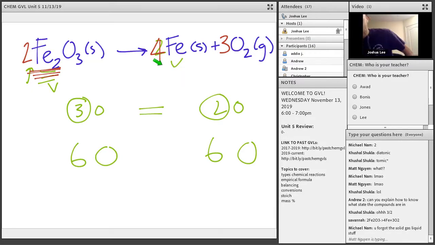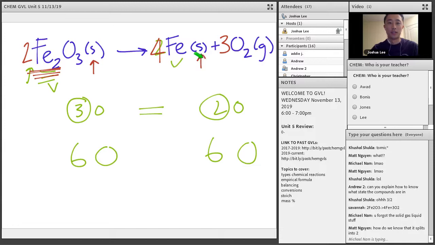States of compound. You forgot the solid liquid gas stuff. I didn't forget the solid liquid gas stuff. You forgot the solid liquid gas stuff. Because I definitely have an S right here for solid, S right here for solid, and G right here for gas.